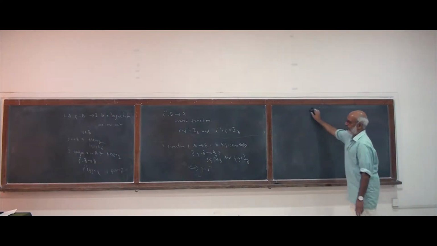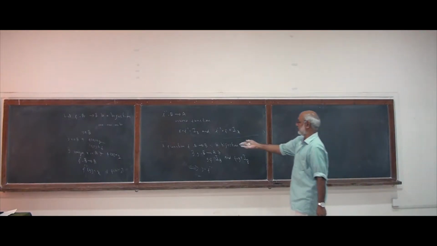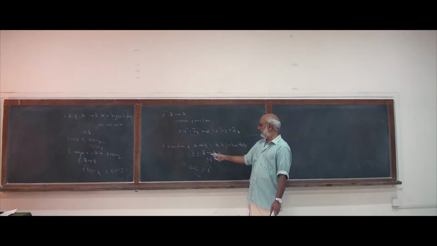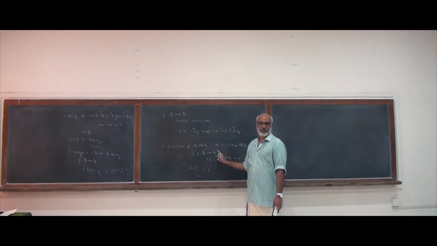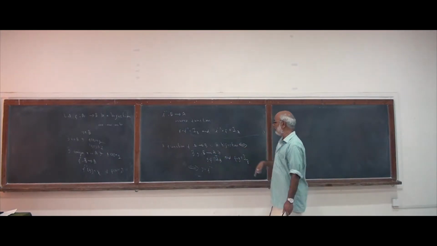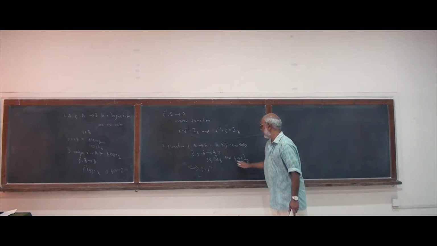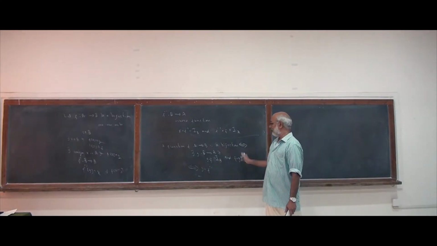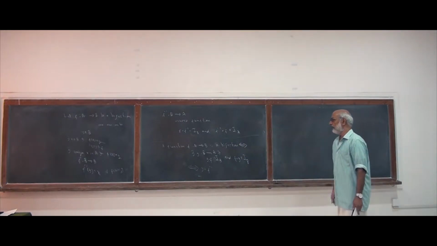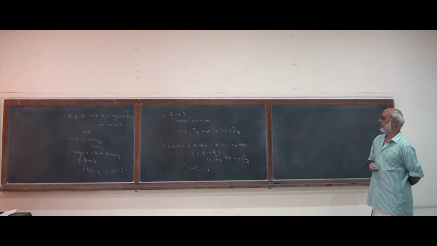Now, how to prove this theorem? First, we assume that f is a bijection. Then we want to prove that there is a g. Very easy. You just take g to be equal to f inverse. Then that is all. Conversely, suppose there is a g satisfying these two conditions. Then we can prove that f is bijective. How is that done?